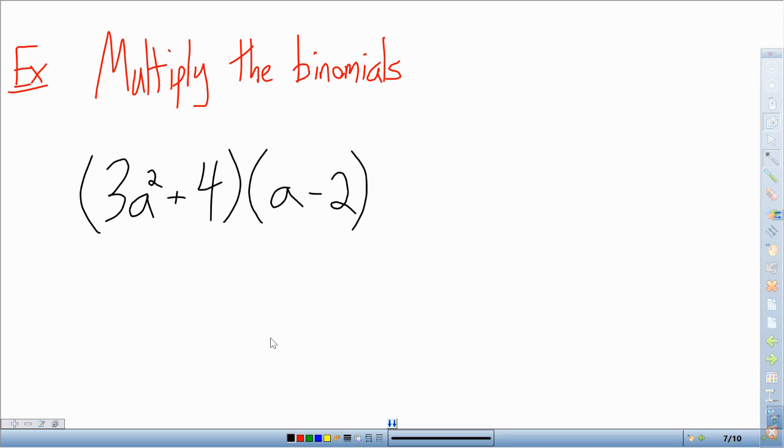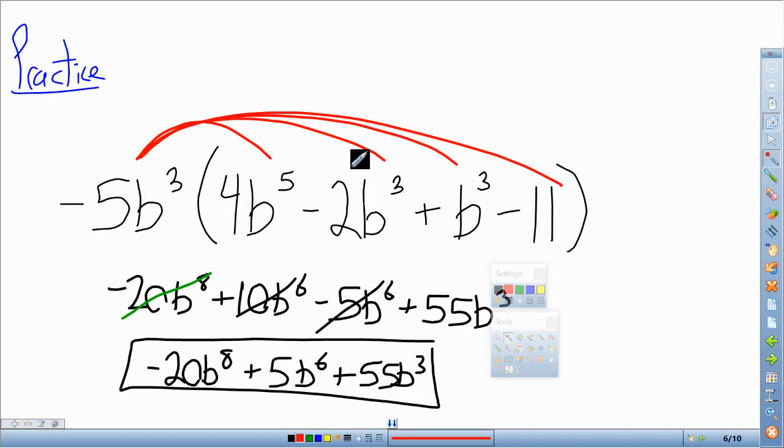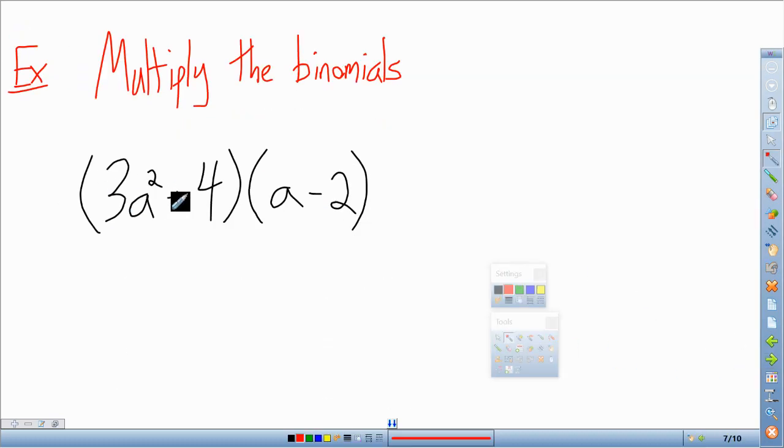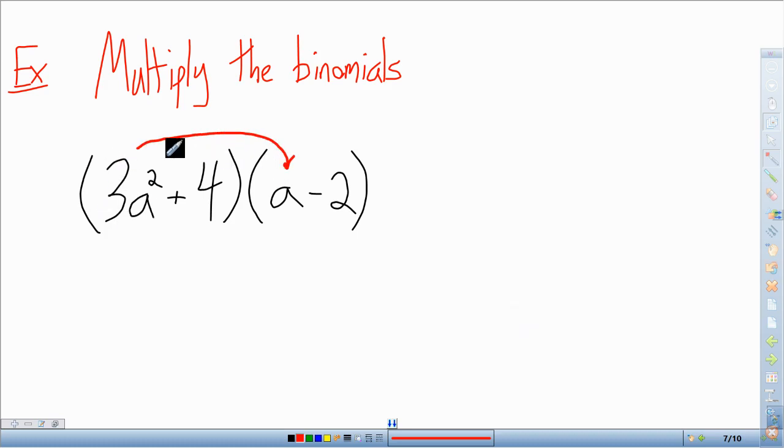I think FOIL is completely unnecessary because all we're doing is distributing, all right? Just on the last problem, we knew we need to distribute this into the parentheses. It's the same idea with this, okay? We just have two different things we need to distribute into the parentheses. Okay, so start with this first one. This 3a squared needs to be distributed into the other parentheses. Okay, so we're starting with this one. Let's go ahead and do it.